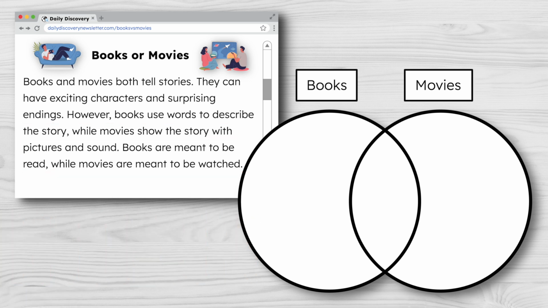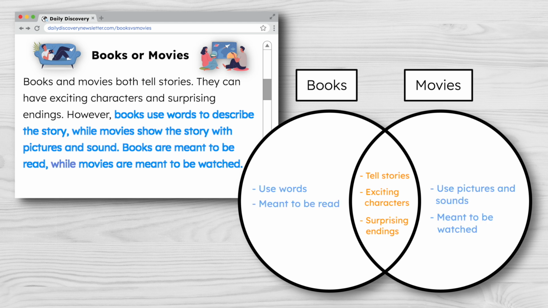In the first two sentences, I noticed the clue word both. Books and movies both tell stories and can have exciting characters and surprising endings. I'll record those in the middle of the diagram. Then, I saw the word however. Similar to the word but, this can tell us the author will list differences next. The author points out that books use words, while movies use pictures and songs. And books are meant to be read, while movies are watched. There's that clue word, while, separating the differences. I'll add these to the outside of the diagram.